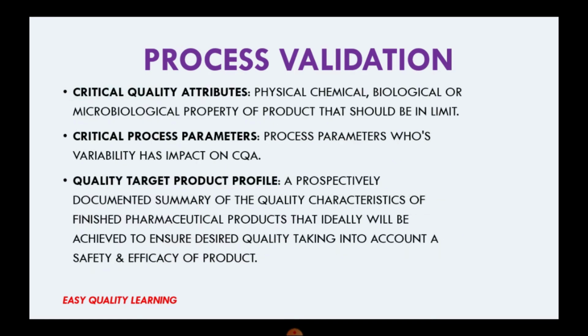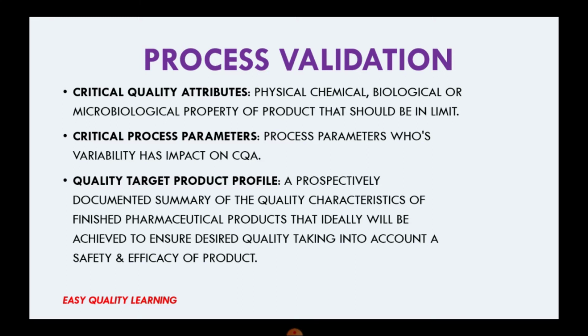Then critical quality attributes: physical, chemical, biological, or microbiological property of the product that should be in limit. Whatever physical, chemical or microbiological properties of the product should be in limit, they are critical quality attributes, like your assay, dissolution, uniformity of content, total viable aerobic count, related substances. These are all critical quality attributes of the product. In case of physical, you can say a disintegration test or your dissolution test. So these are the critical quality attributes.